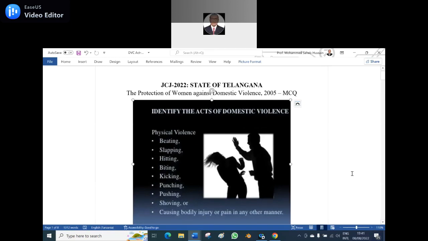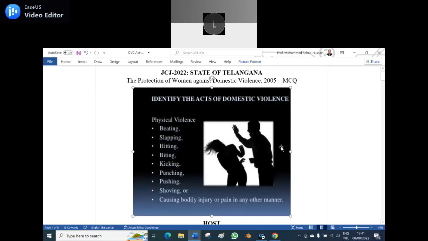Physical violence: biting, kicking, punching, pushing, showing or causing bodily injury or pain in any other manner. Yes, these are the domestic violences.